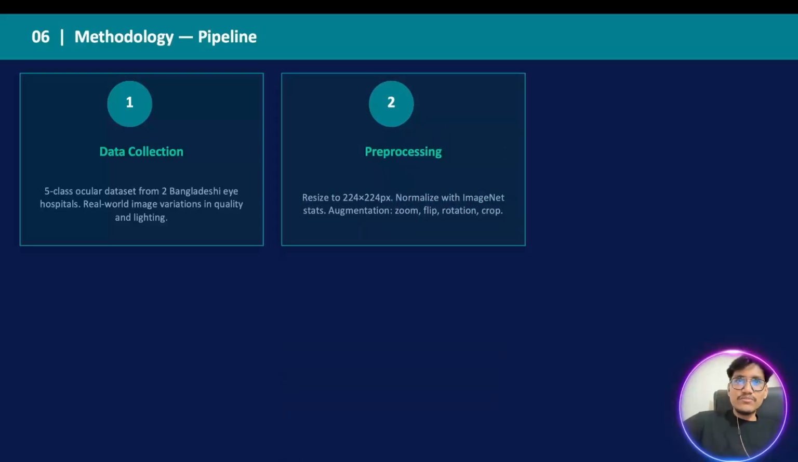And then we have pre-processing. Before any model can train, the images need to be prepared. All images were resized to 224 by 224 pixels. This is a standard input size for most deep learning models. The pixel values were then normalized using ImageNet statistics, meaning they were scaled to match the distribution the pre-trained models were originally trained on. Additionally, data augmentation was applied: random zoom, horizontal flip, rotation, and cropping to artificially increase the variety of training examples and help the model generalize better to new images it has never seen before.